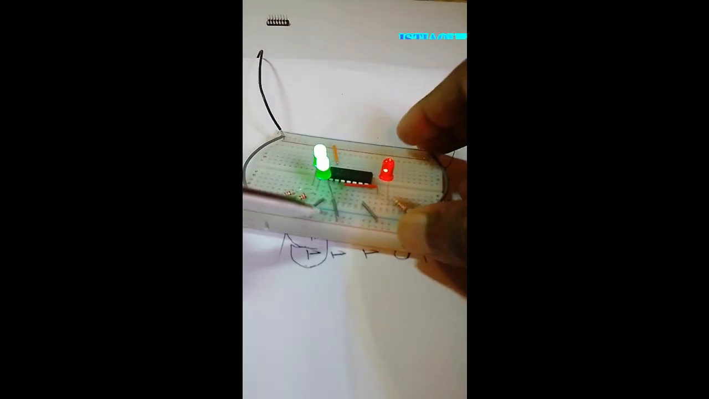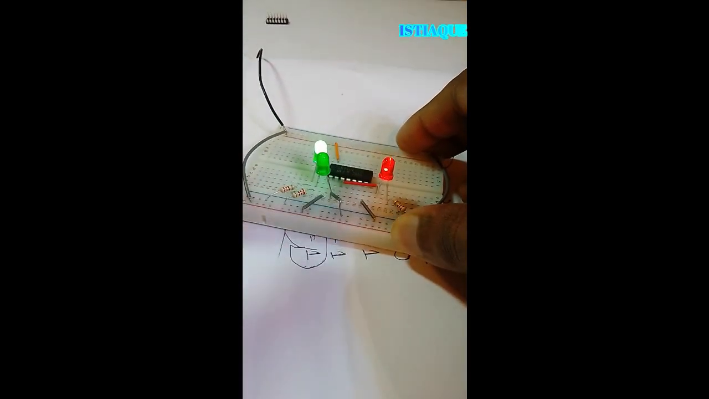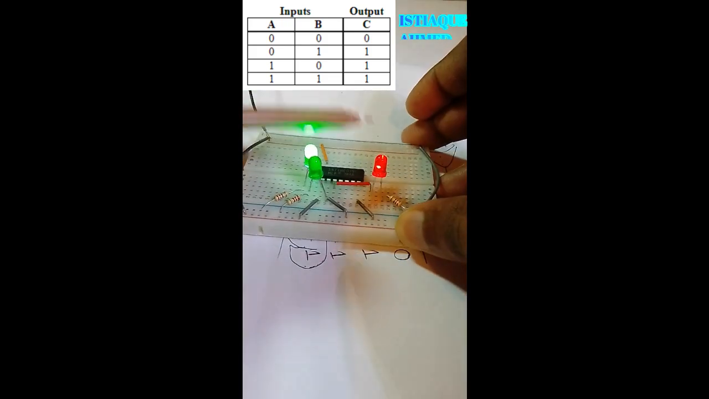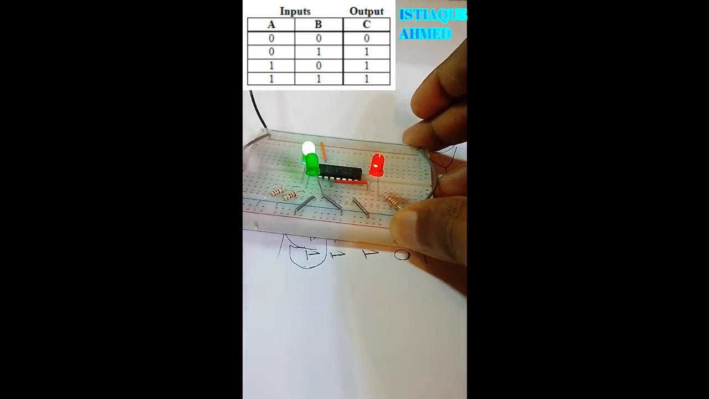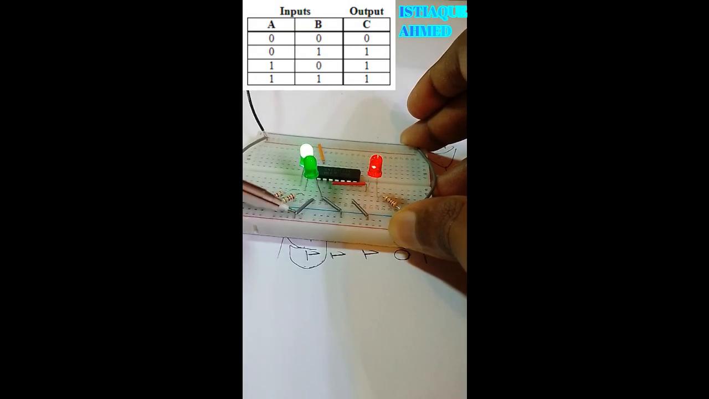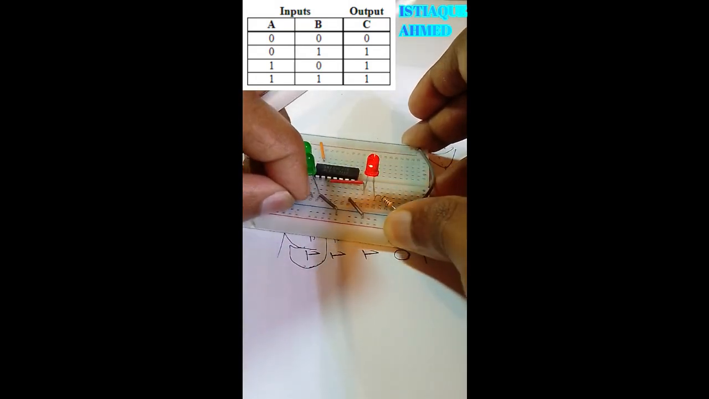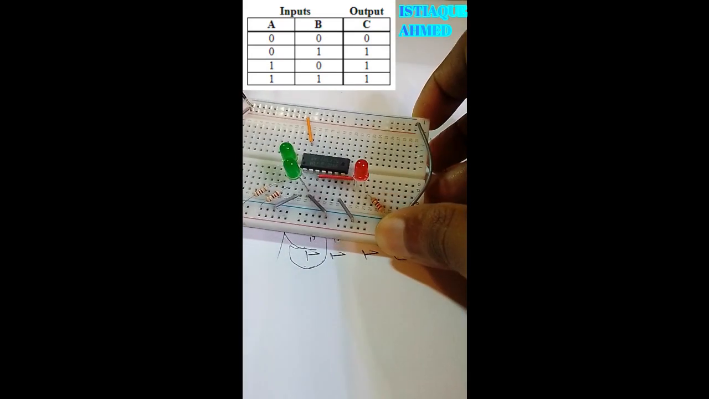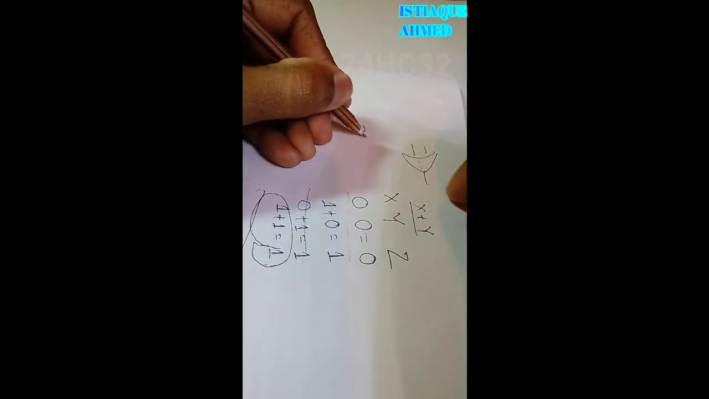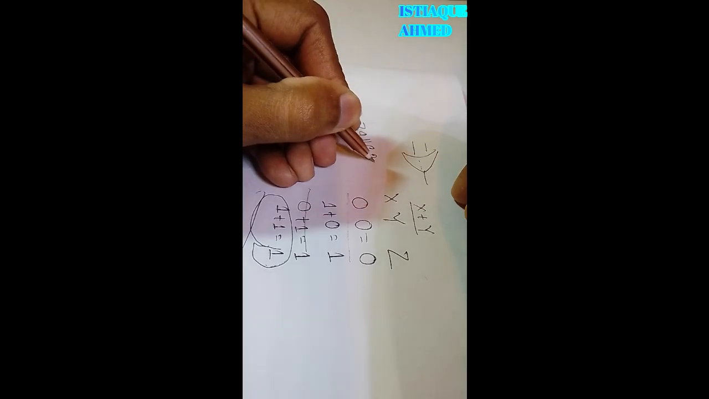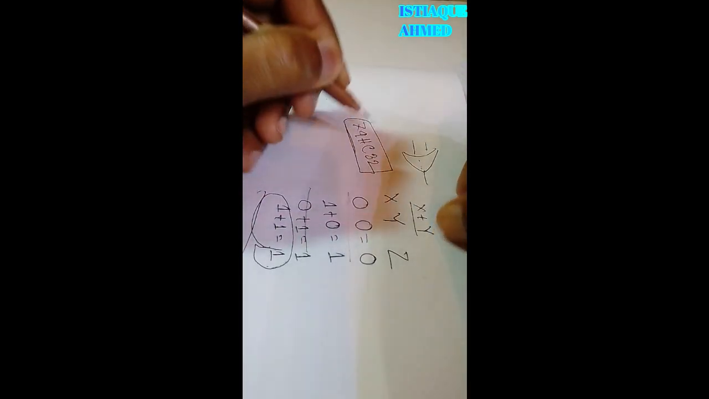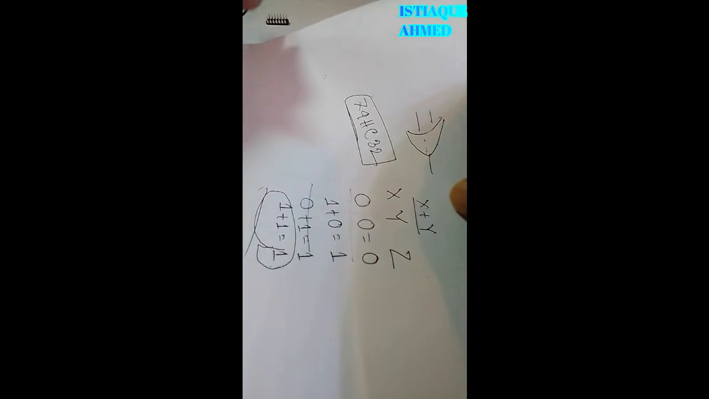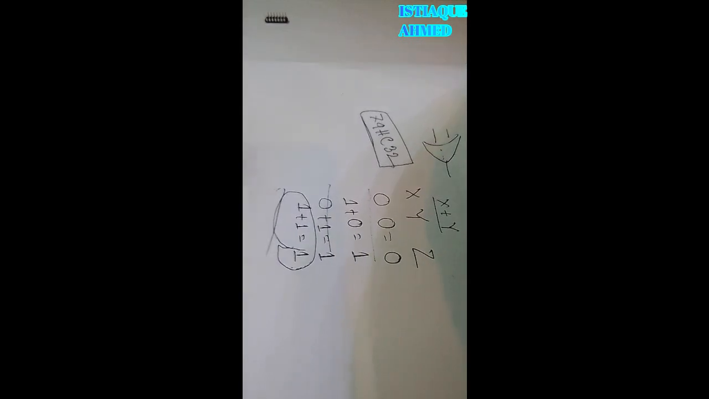Now if we change one input to 0, the output is 1. If we change both of the inputs to 0, the output is 0. And this is the operation. This IC is 74HC32. You should check this IC's datasheet on the internet, and you will get more information about this IC.